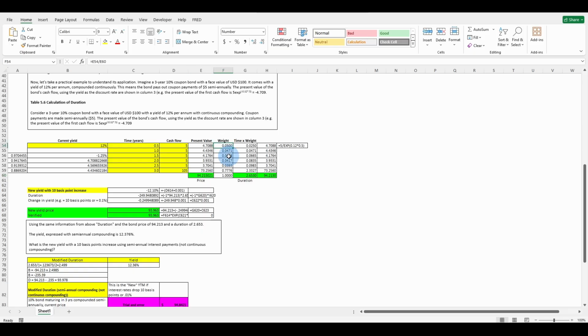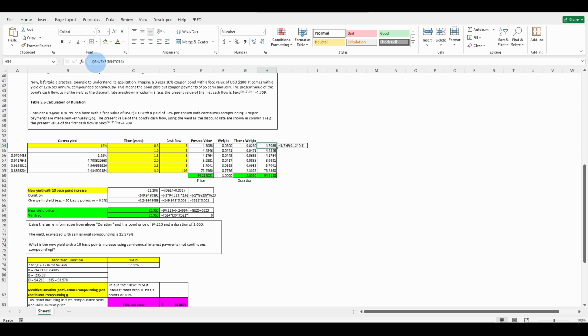Here's the weights. We're going to have E54, the 4708, divided by E60. So here's our weight in terms of when we're getting our cash back. Here's the weight, 2.65. So we're going to go F54 times C54, 2.65 duration. What we're looking at is a 3-year deal, and the duration is 2.6530.